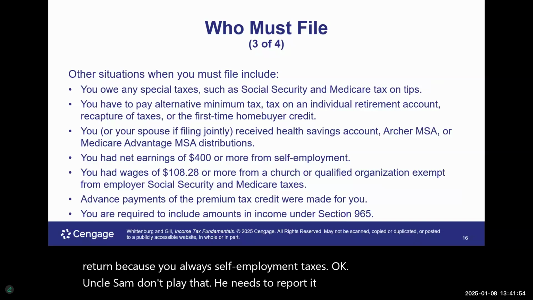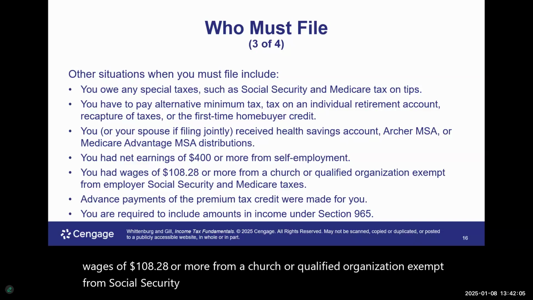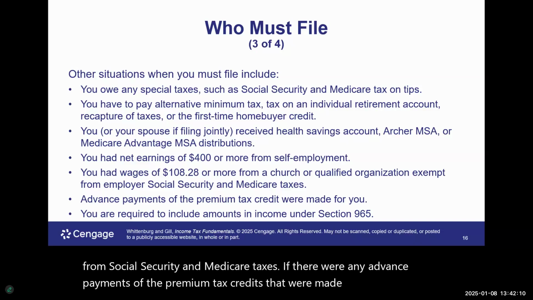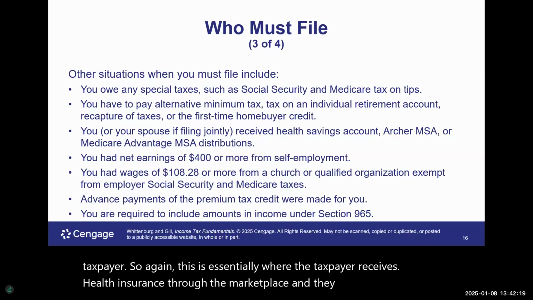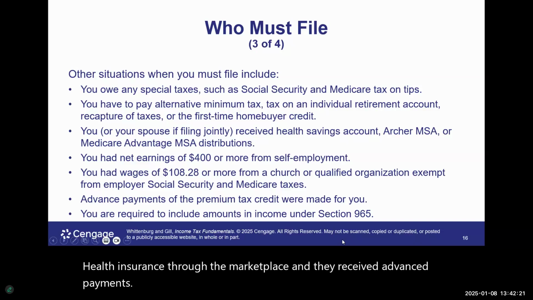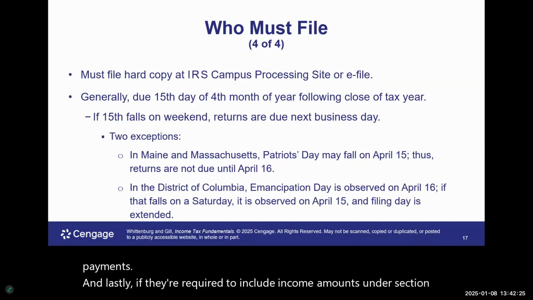Next, if the individual had wages of $108.28 or more from a church or qualified organization exempt from Social Security and Medicare taxes, if there were any advance payments of the premium tax credits that were made on behalf of the taxpayer. So again, this is essentially where the taxpayer receives health insurance through the marketplace and they receive advance payments. And lastly, if they're required to include income amounts under Section 965.